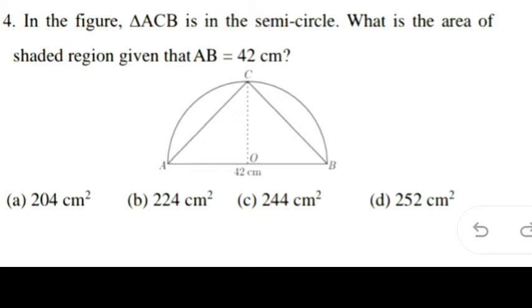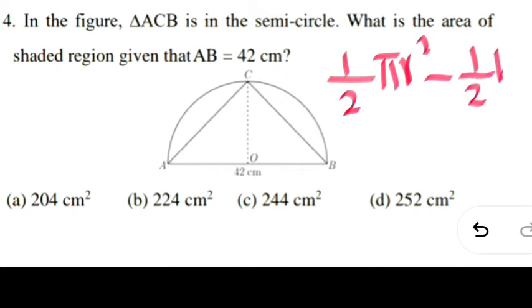So what is the area of semicircle? Half pi r square. And what is the area of triangle? Half base into height. If you substitute, you will get half into 22 by 7 into radius, 21 into 21, minus half into base. Base of the triangle, what is it? Base is 42. And height is actually its radius. So half into 42 into 21.